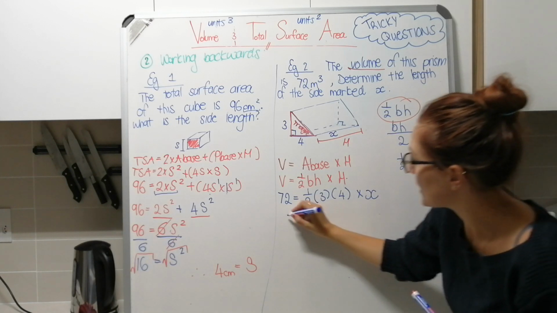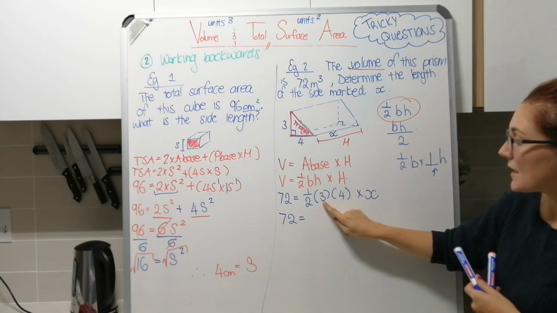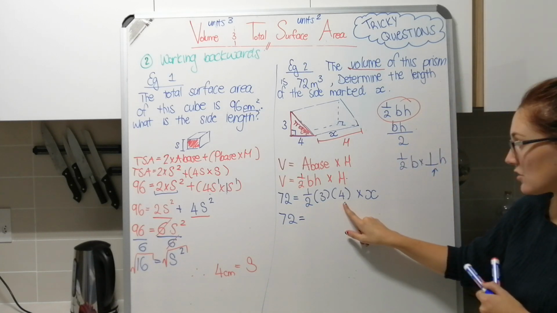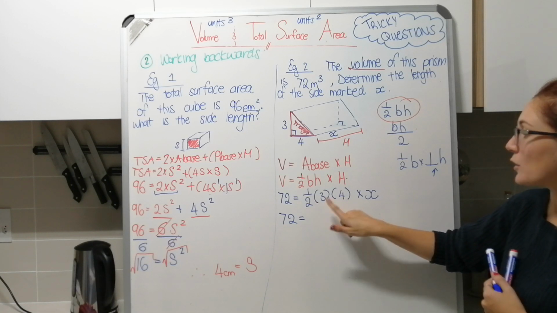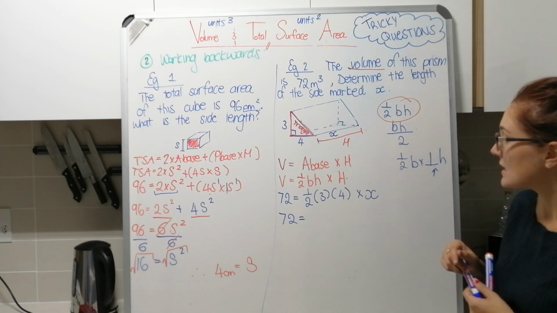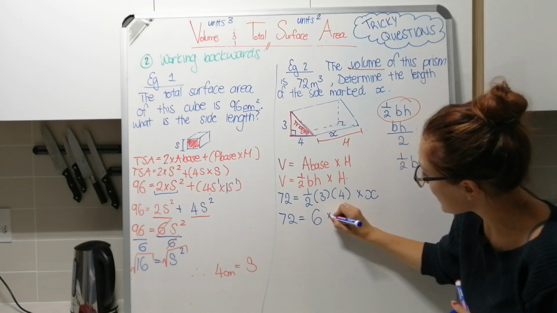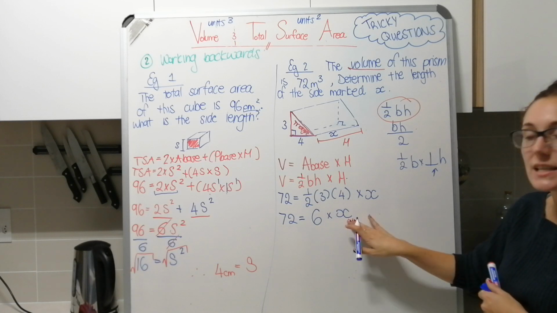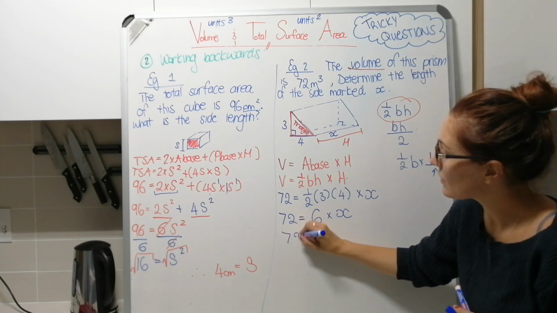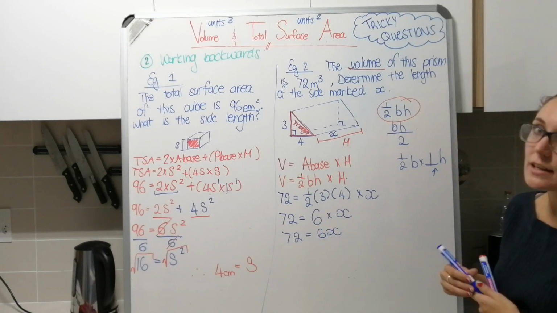Now let's go ahead and simplify this. 72 equals 1/2 times 3 times 4, that's what this means, right? So 1/2 times 3 is 1.5, and 1.5 times 4 is 6. So I've got 6 times x. Now remember, a number times a letter can be written as just the number next to the letter. Now we know how to solve this.